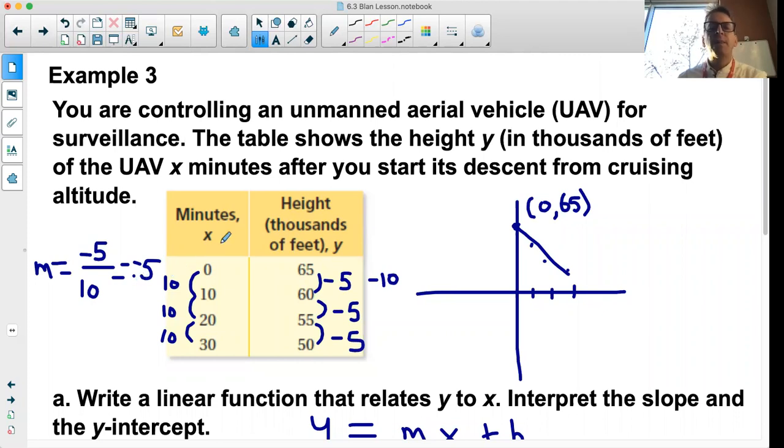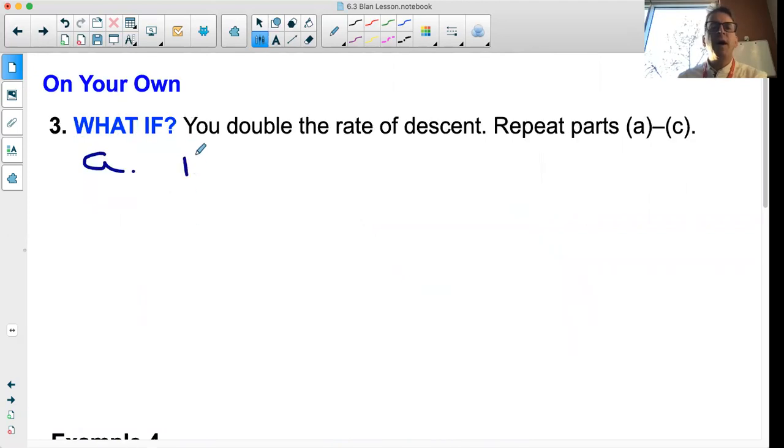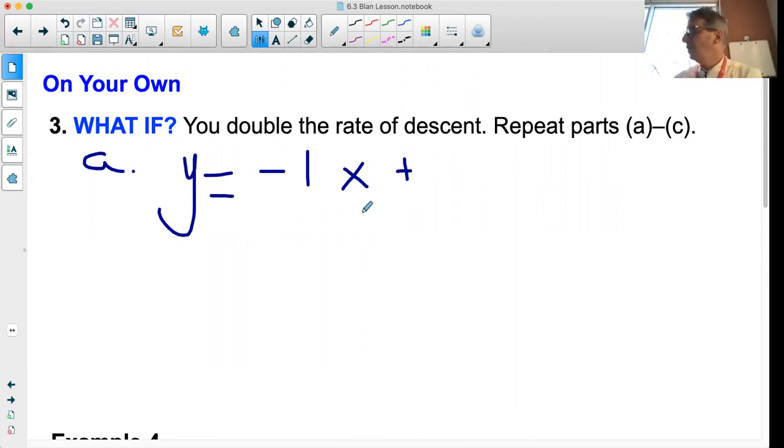So negative 1 is our slope. Okay, so for letter A, you would have y equals negative 1x plus, now our intercept is going to continue to be the same, 65. So our letter A would be y equals negative 1x plus 65, and that's because our rate, which is our slope, went from negative 0.5 and it doubled to negative 1.